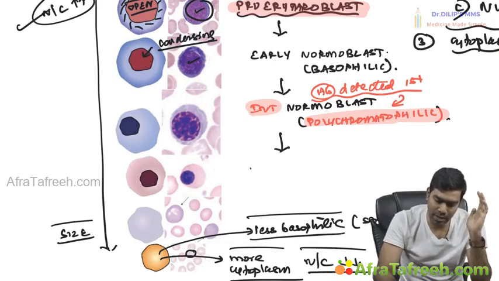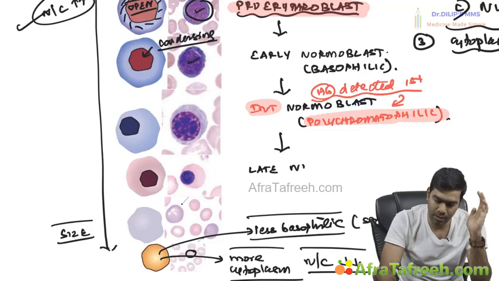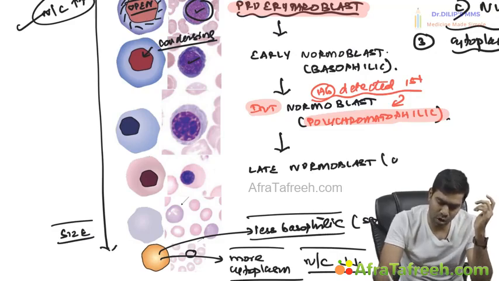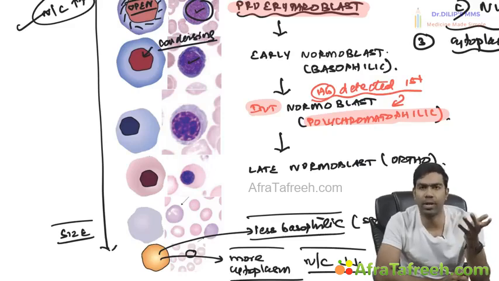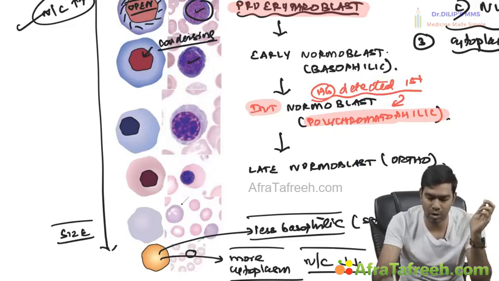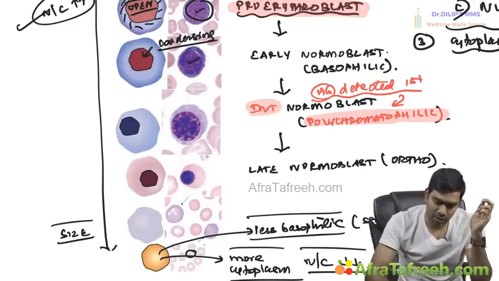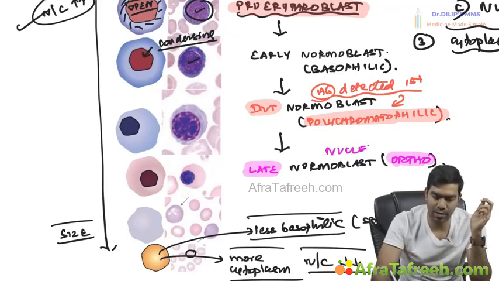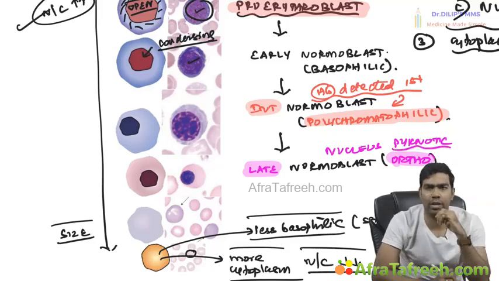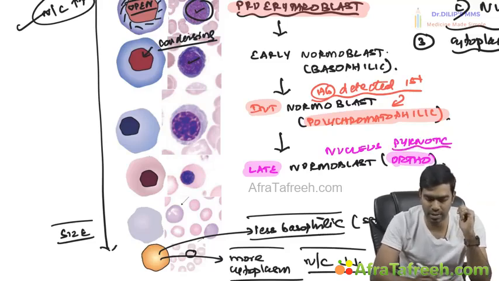Next it moves on to the next stage called a late normoblast. Late normoblast is otherwise referred to as an orthochromatic normoblast. Like how I told you polychromatophilic normoblast, similarly you have orthochromatic normoblast, which is the other name for a late normoblast. So what is the importance of the late normoblast? The most important feature of a late or orthochromatic normoblast is that the nucleus will become pyknotic, which means the nucleus will become fragmented and destroyed. Nucleus will become pyknotic in nature.